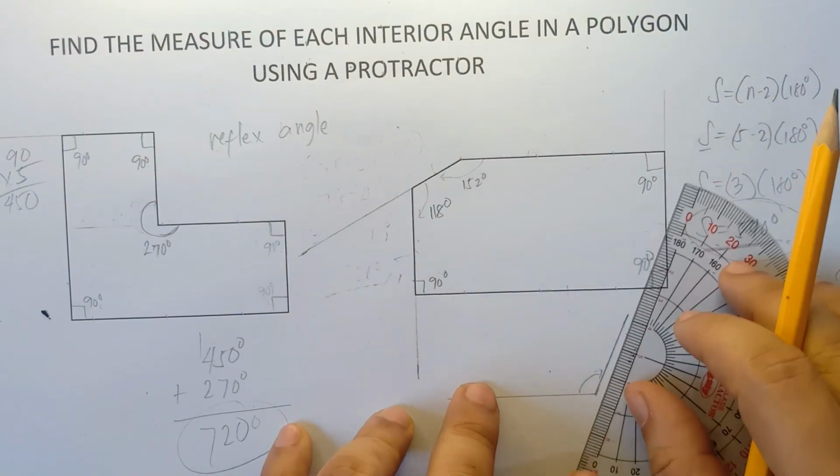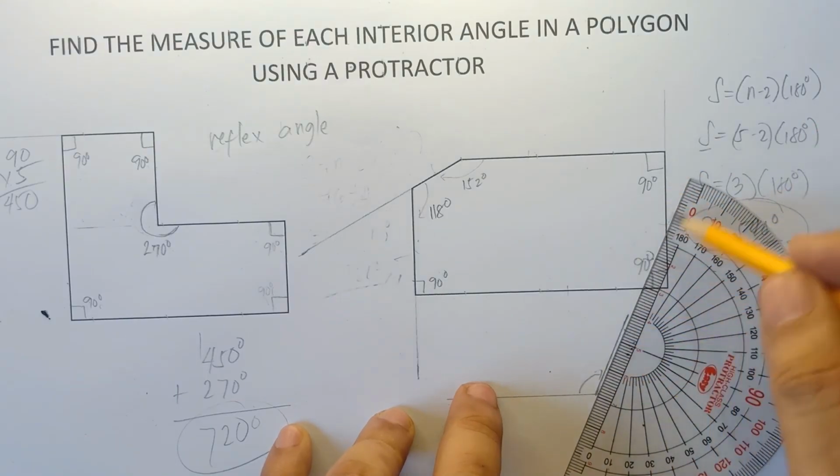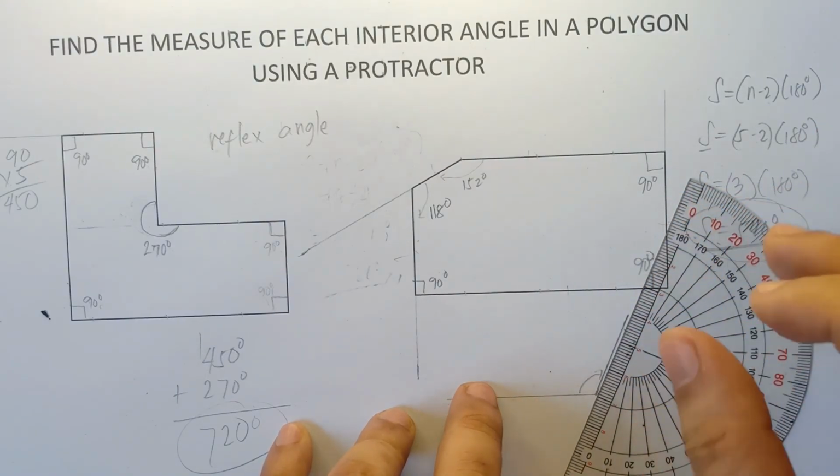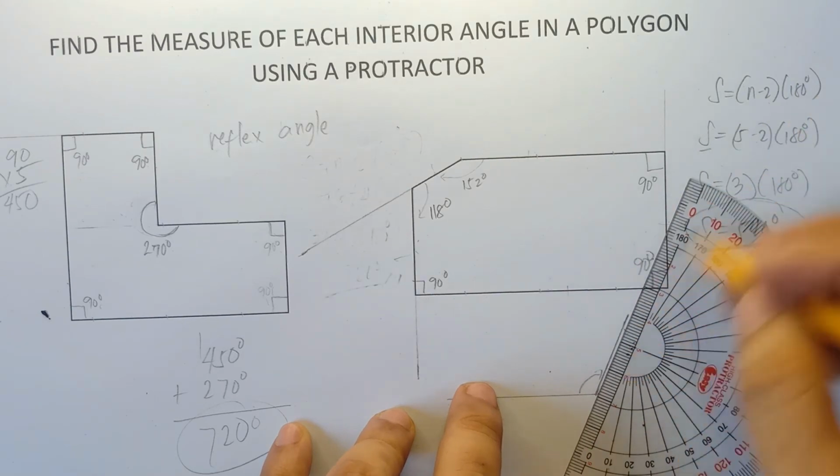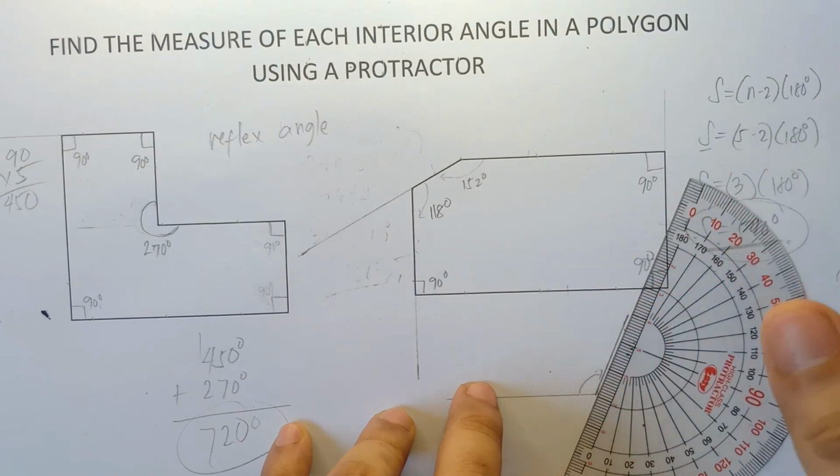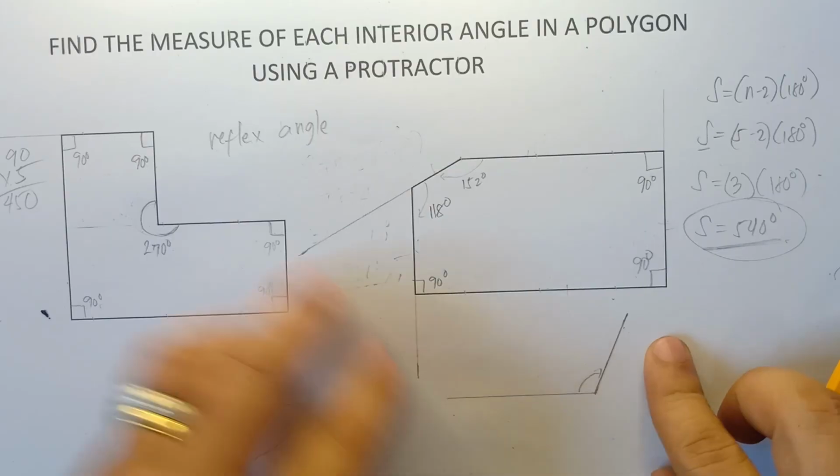So it's better, class, to extend this line. Especially, class, if the illustration is not too big, you need to extend the line. So that's the thing, class, that you need to do. So once again, let's double check, class.